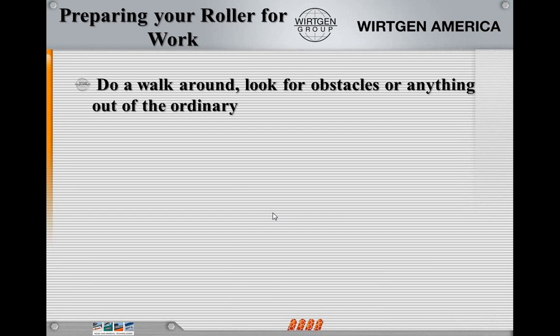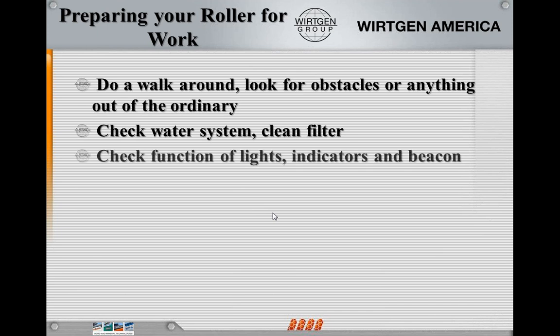So when we look at walking around the rollers for startup, we want to make sure that nothing's out of the ordinary. We want to check the water system and clean the filters. On ours, we have 3 filter systems, one down in the tank, one in the openings for the fillers, and then also in the nozzles themselves. So we definitely want to make sure we check the filter system. Check all the lights, especially if you're doing night work. Make sure all the lights work, head, both front and rear, the beacon lights and so on.